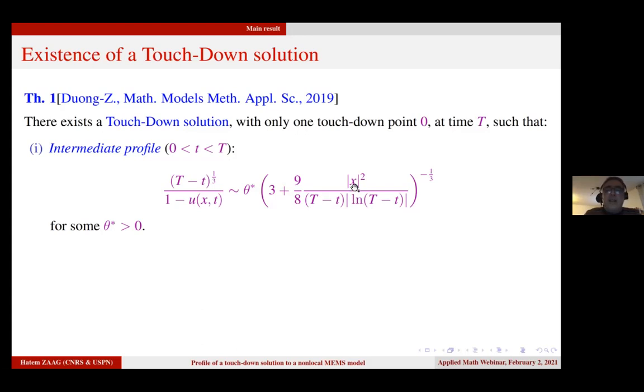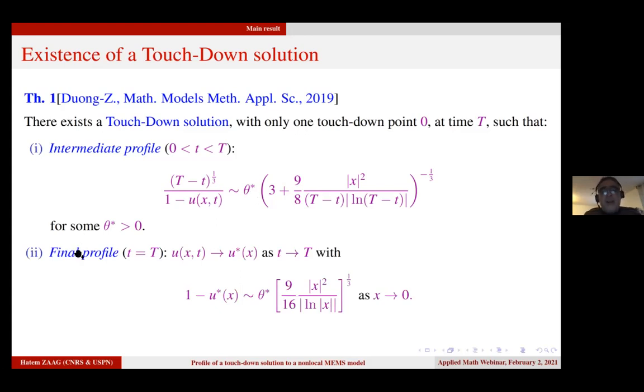This profile is in the reduced variable, which is x divided by the square root of (T minus t) log of (T minus t). It is bump shaped, in fact. So yes, we will see a kind of intermediate profile. You will see that this rate divided by this distance will have this shape of a bump with the width of the bump going to zero. And of course, very important here, we have some constant theta star, which is present here.